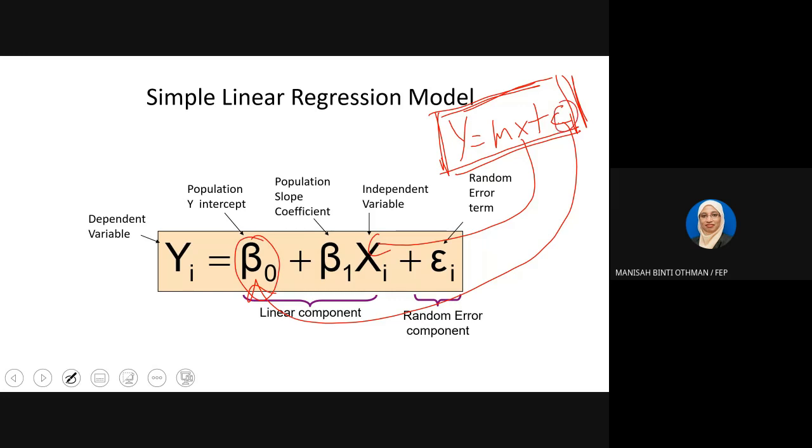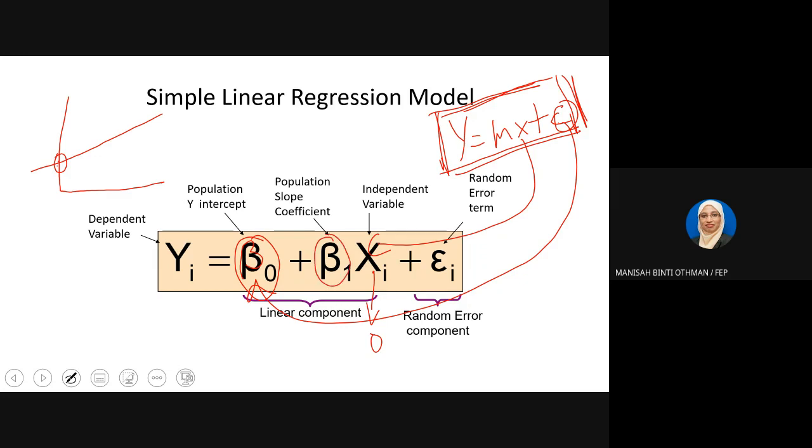For population, we use a beta, okay. So beta 0 is for intercept. In the graph, remember that linear graph, this is the beta 0, the intercept. When x equals to 0, what is the y value? The minimum value for y, when x equals to 0. So that is an intercept, between y and the vertical line.